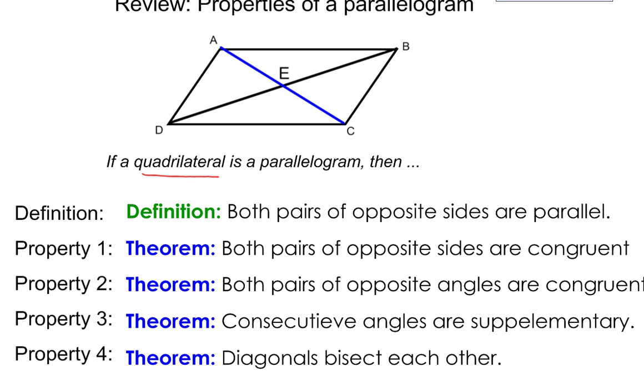Number one, both pairs of opposite sides are congruent. Another theorem that we discovered, which is another property, is that both pairs of opposite angles are congruent. So one has to do with sides, the other has to do with angles. A third property is that the consecutive angles, and I spelled consecutive wrong, there's an extra E in there, are supplementary. And the fourth property is that the diagonals bisect each other.